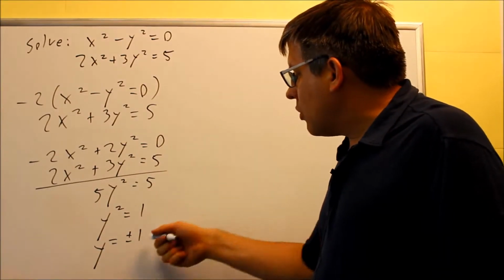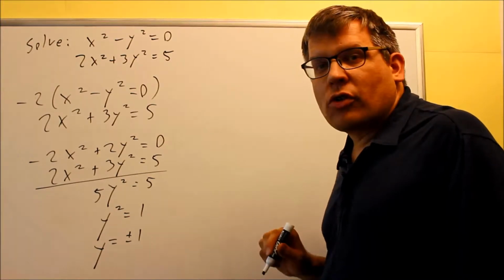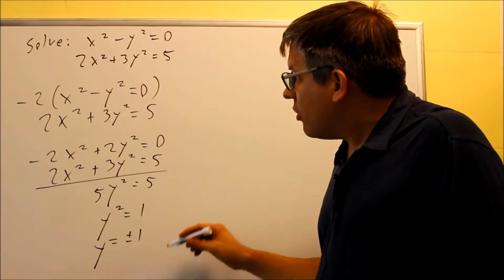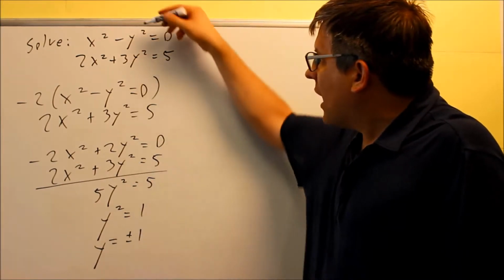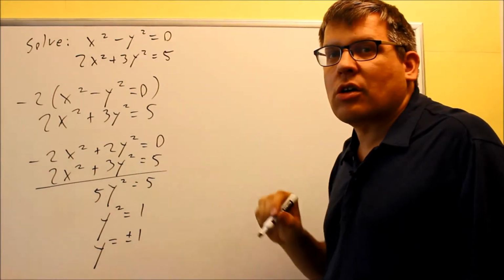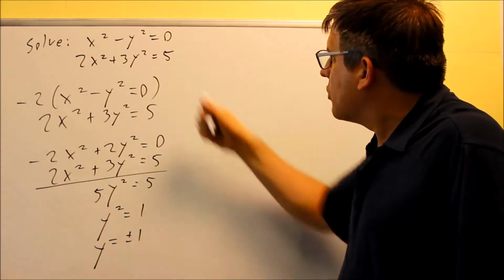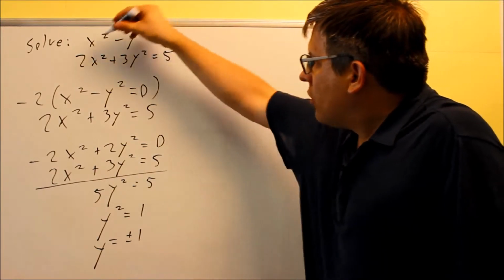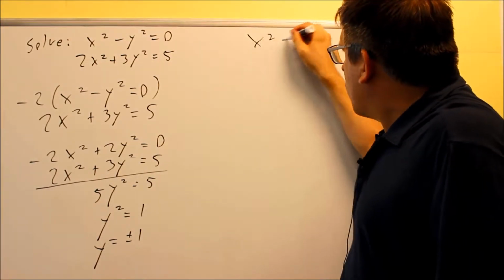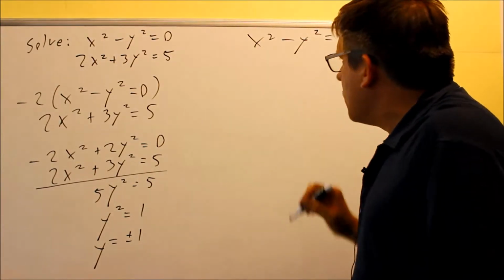So now we've gotten the y value, but we have to solve for the x value. To get the x value, you're going to put this y value back into either the first equation or second equation. That doesn't matter which one you want to use. First equation, numbers are smaller. I'm going to go ahead and use that. X squared minus y squared equals 0.